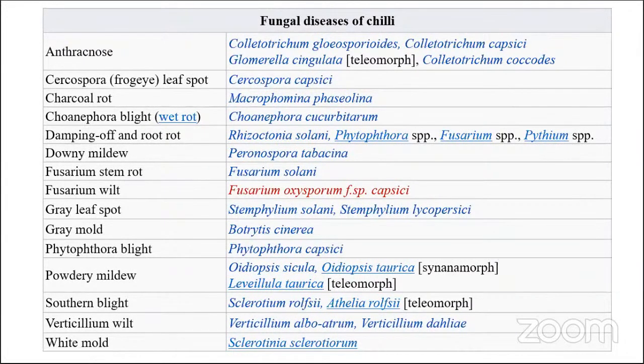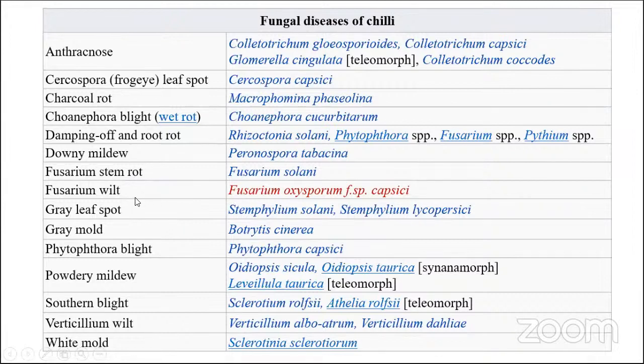Based on the different symptoms, they are named. If it is causing the rotting of the roots, that's why it is called root rot. Damping off is called so because it is causing the disease at the early stage of crop growth. The seedlings get damaged and collapsed, and that's why we are calling it damping off.